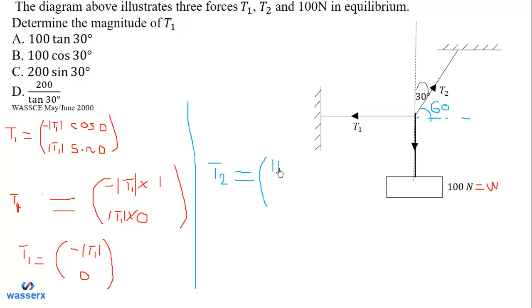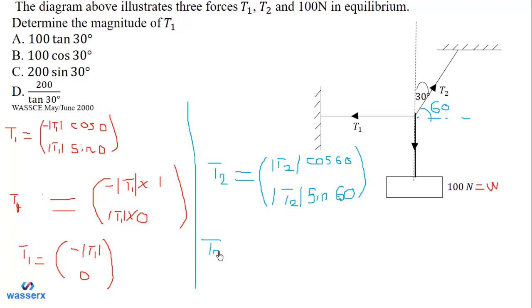So we have magnitude of T2 cos 60 degrees. Then we have also magnitude of T2 sine 60 degrees. And we know in this quadrant all of them are positive, so we leave them like that.